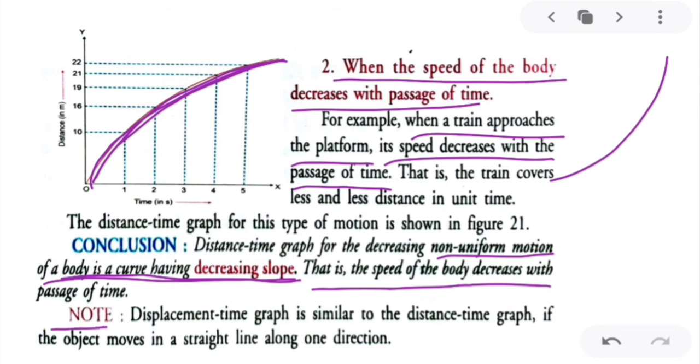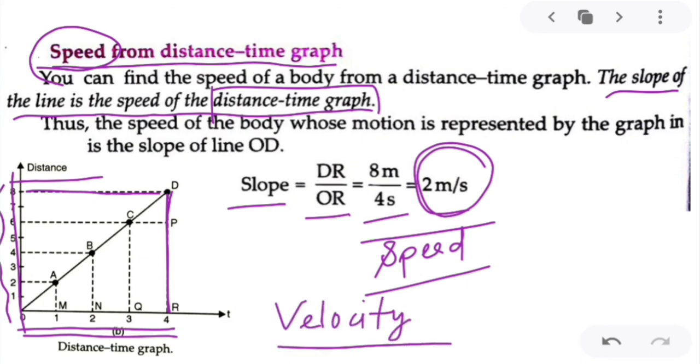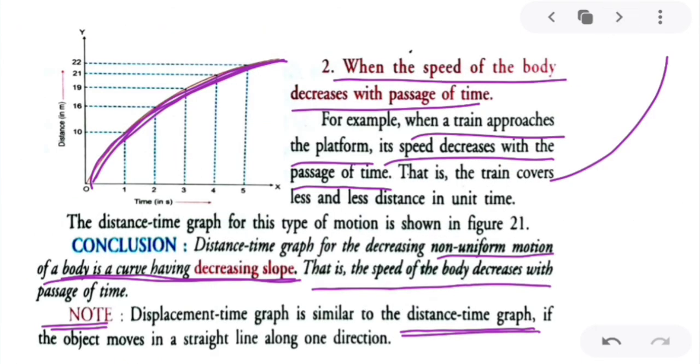So an important note is given here. The displacement time graph is similar to the distance time graph, a very important thing. If in place of distance we put displacement, then also the graphs are the same. And what is the slope of the distance time graph? Distance by time is speed, and in case of displacement by time, it is velocity. We will get velocity from the slope, remember. The slope of the displacement time graph represents velocity.